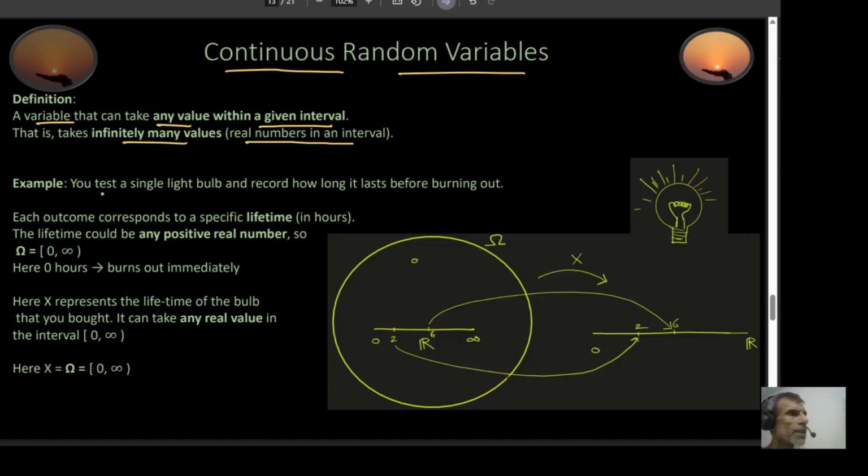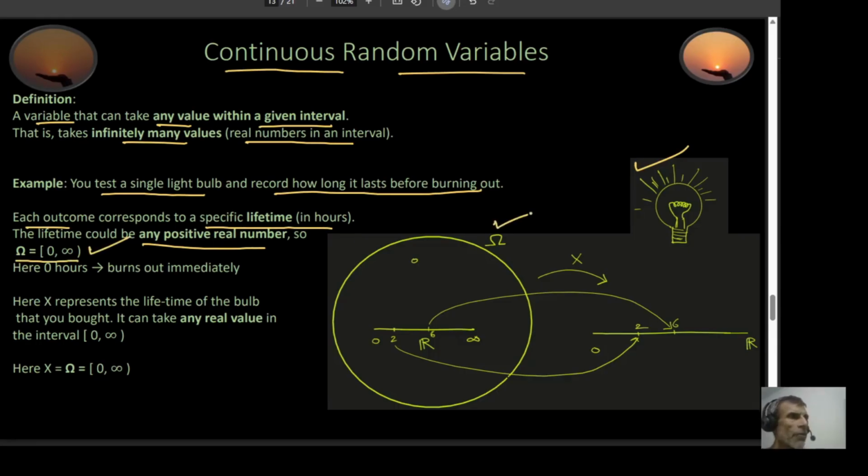Let's say you test a single light bulb and you record how long it would last before burning out. So this is your light bulb. Here, each outcome corresponds to a specific lifetime. My bulb could last maybe 0 hours, it could last 1 hour, 2 hours, 3.1 hours, or 4.652 hours. It could last any number. So it can essentially take any positive real number. My sample space in this case is from 0 to infinity.